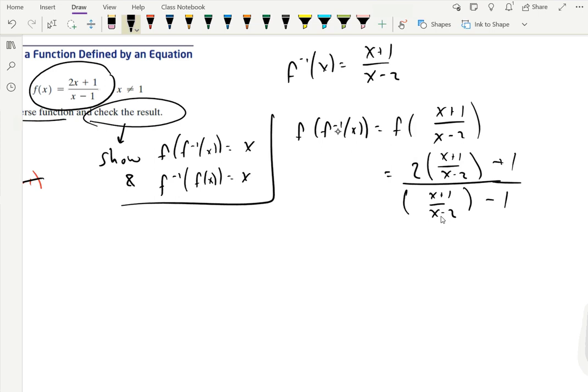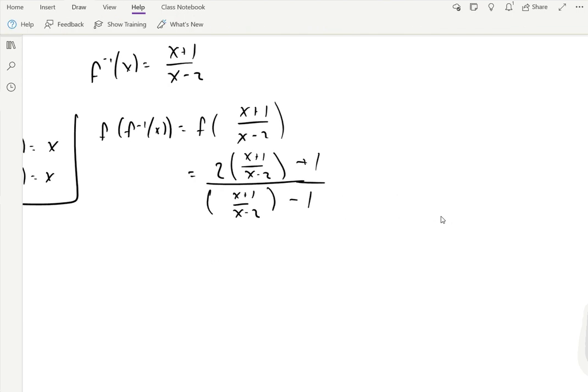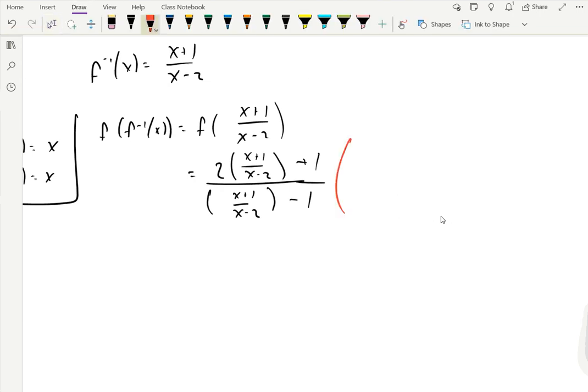Okay, so that is all the substitutions. Now what we need to do is simplify. To simplify, we're going to do some things similar to what we've done before. So let me multiply both numerator and denominator by x minus 2.